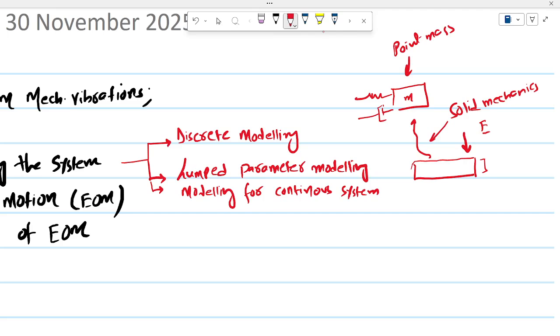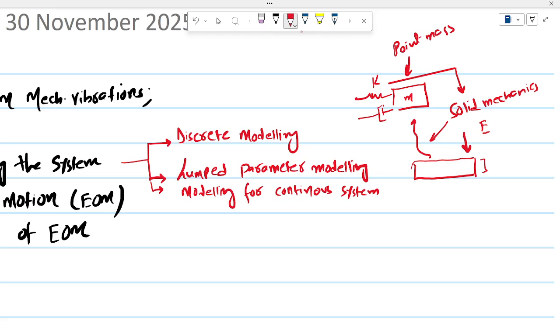So now whenever you are using a stiffness value, you will actually be using the stiffness value present in the solid mechanics of the beam. So that will be the value of K, maybe 4EI over L, something like this. So you have it like this. So that's lumped parameter modeling.